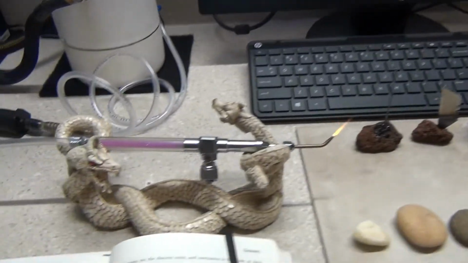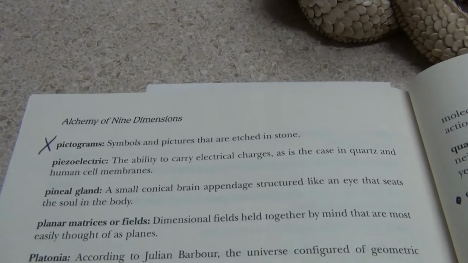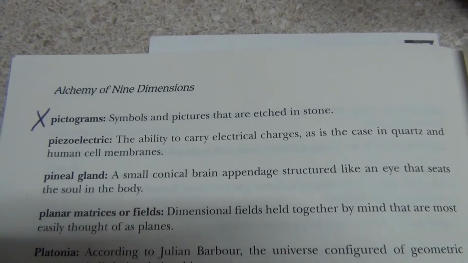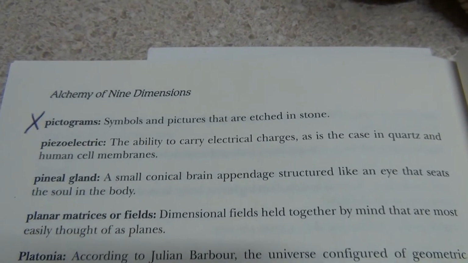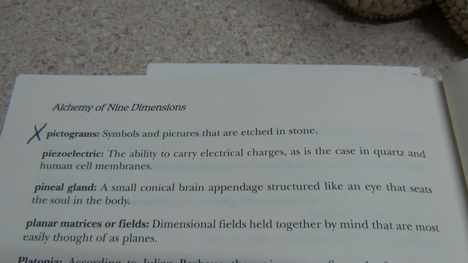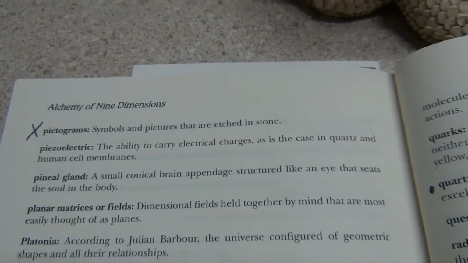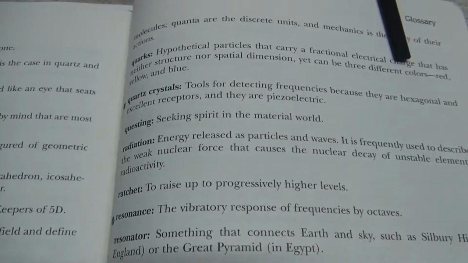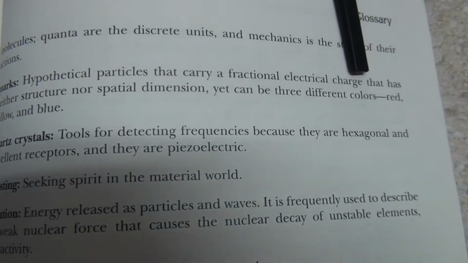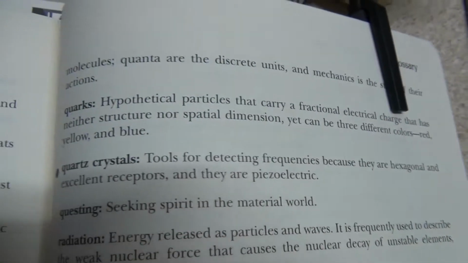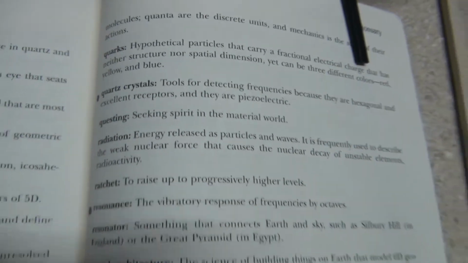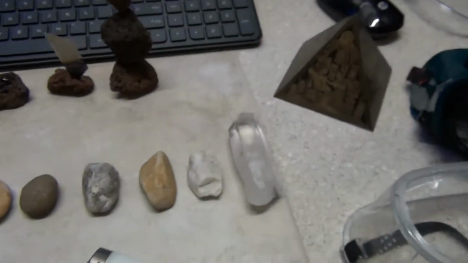What we're going to do here, let me show you this. I thought this was important. Pictograms. I've showed you guys a lot of those. Symbols and pictures that are etched in stone. And right underneath it, piezoelectric. The ability to carry electrical charges, as in the case of quartz and human cell membranes. So that's pretty cool. Over here on this side, quartz crystals, tools for detecting frequencies because they are hexagonal and excellent receptors, and they are piezoelectric. Got a quartz crystal sitting right here.